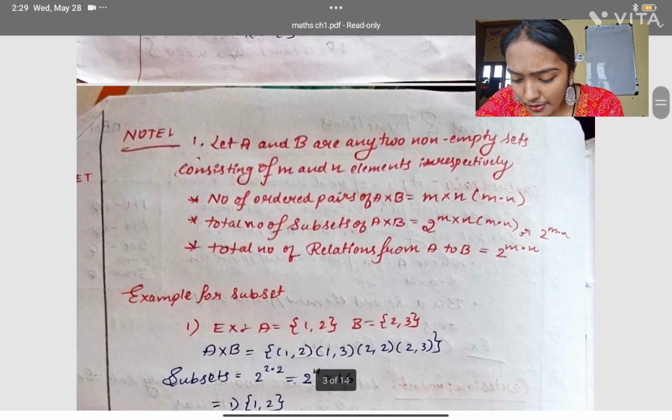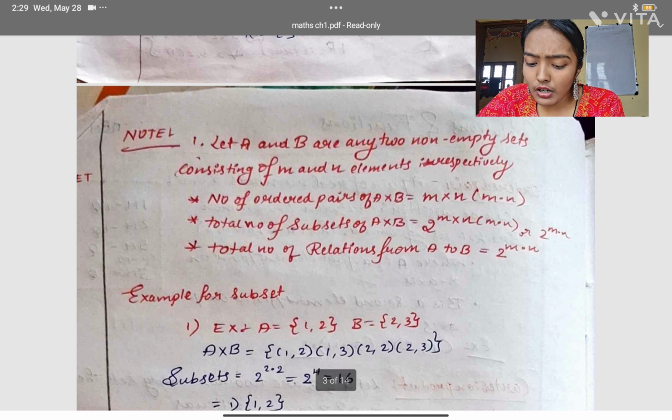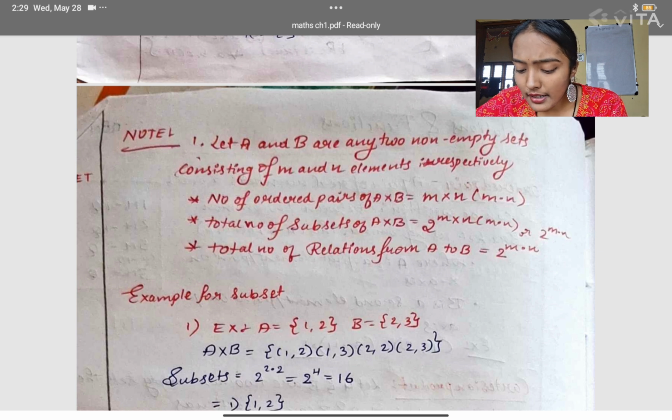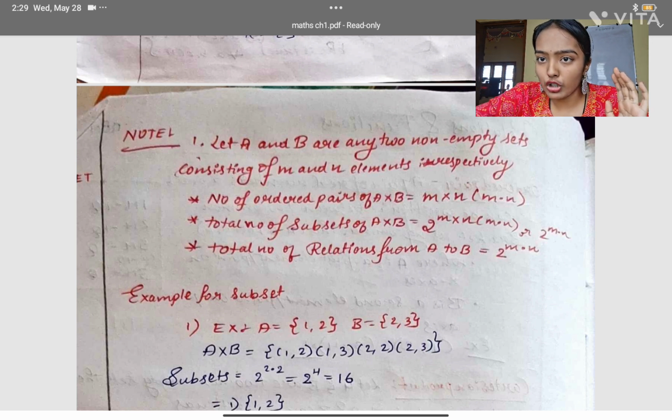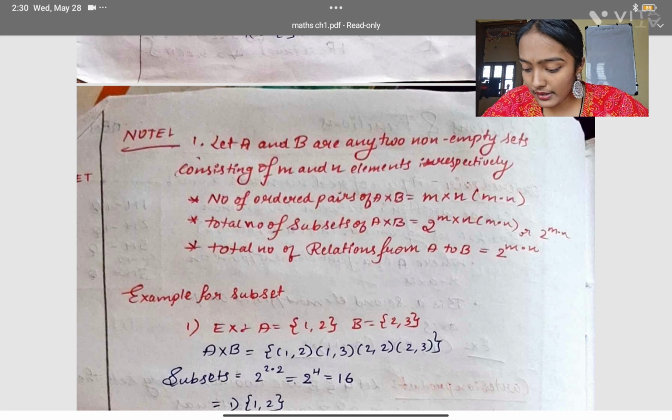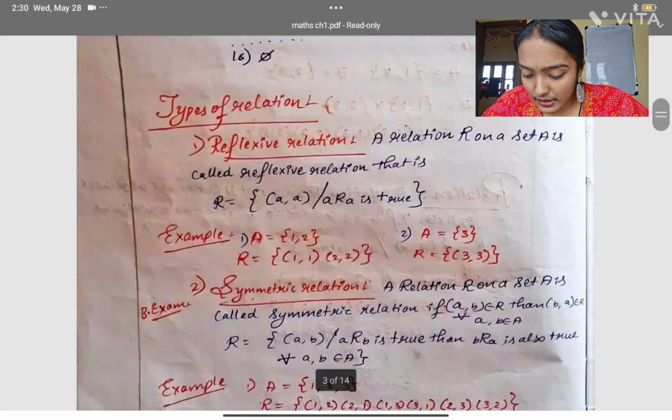And then what we saw is ordered pairs, and how many total subsets can be formed by the 2 particular sets, meaning A and B are 2 separate sets. The total number of subsets which can be formed from these 2. So what we see is this number of particular sets. Okay, so that's what we discussed.